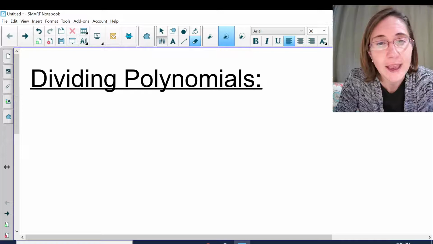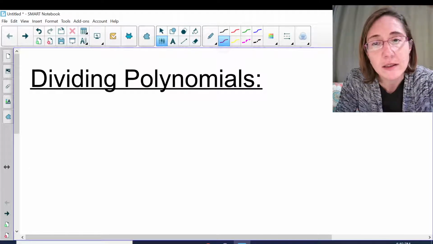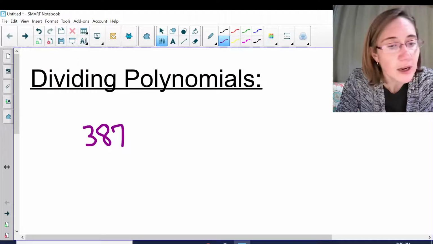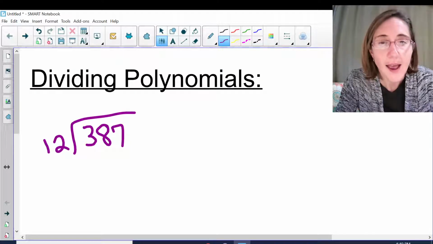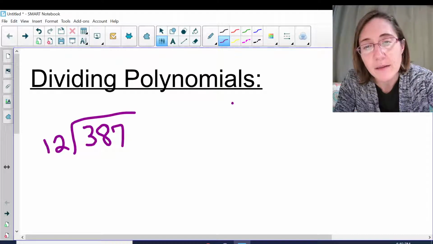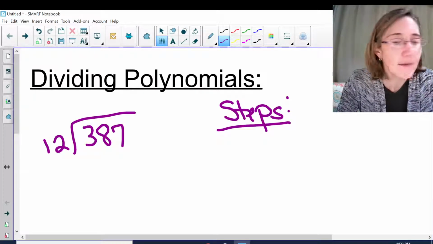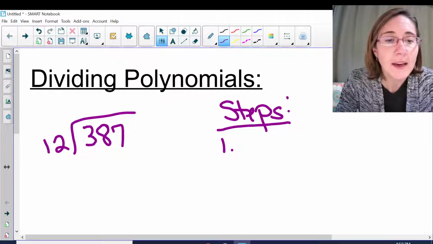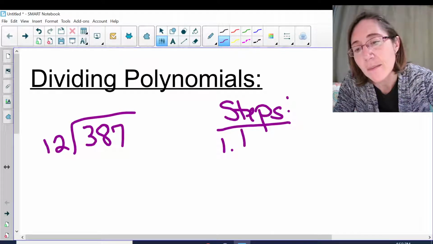So let's say that we have 387, and we're going to divide that by 12. So we'll put some steps over here so we can recall what the process is for long division. And the first thing you ask yourself is how many times will my divisor, that's the 12, go into my 387. So how many times?